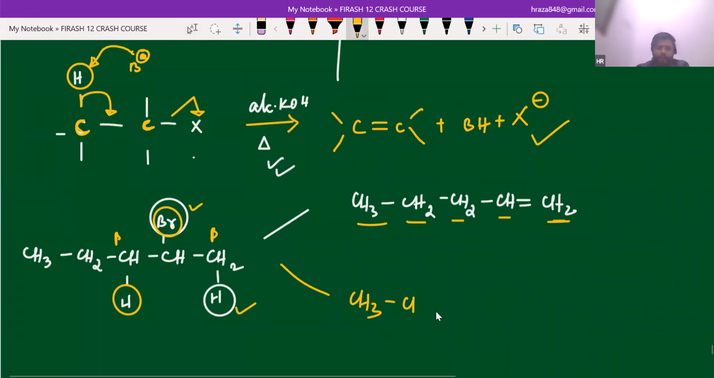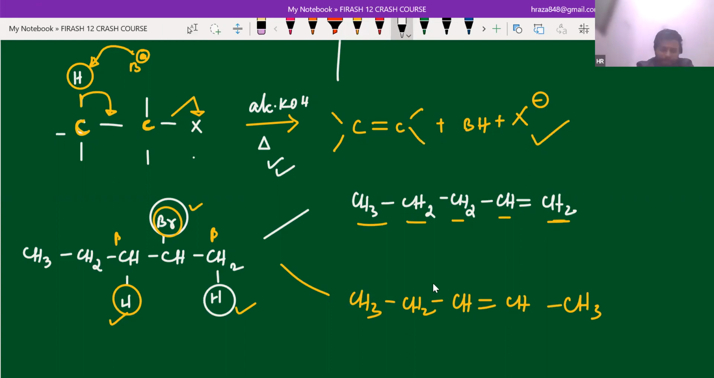So I'm going to write CH2. Now this hydrogen I'm going to remove. So it will be CH double bond CH and then CH3. Can you tell me which one is more stable? Which one will be major and which one will be minor?